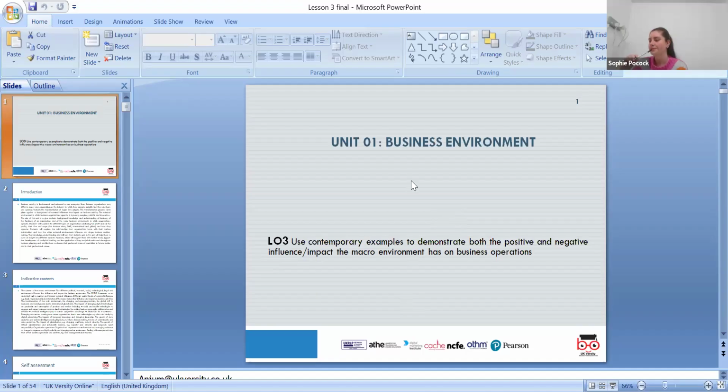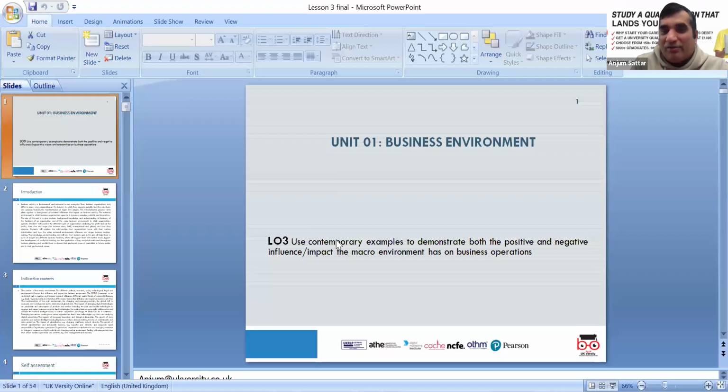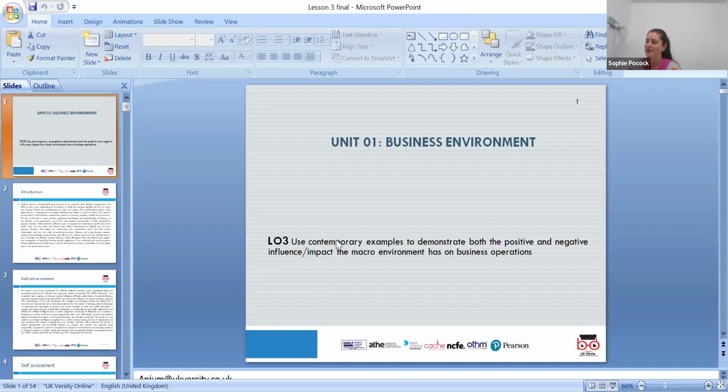Thank you. Okay, then we have LO3. In the second LO we discussed organization structure. The third LO is use of contemporary examples to demonstrate both positive and negative influence impacted by macro. When we say micro, like the microchip in our phone, now the SIM card, micro means small. So macro means big, external. We can't control it. We have to adapt to it.